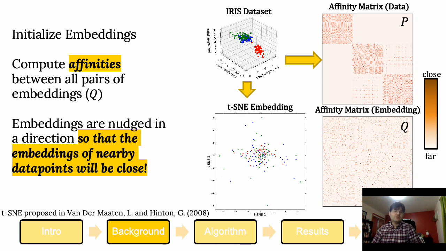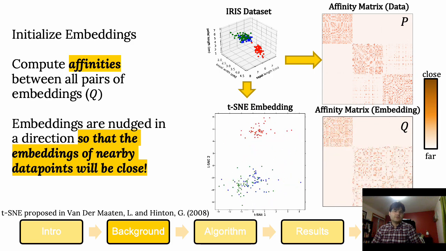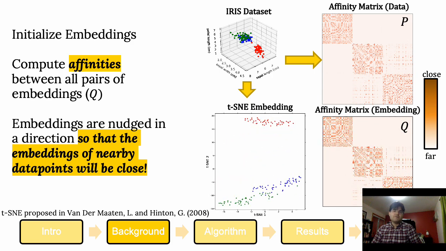Now, during the evolution of t-SNE, the embeddings are nudged in a direction such that the embeddings of nearby data points will be close by. And you will see here exactly that happening. And finally, the matrix Q ends up looking a lot like the matrix P, and the Y's are being adjusted such that that happens.